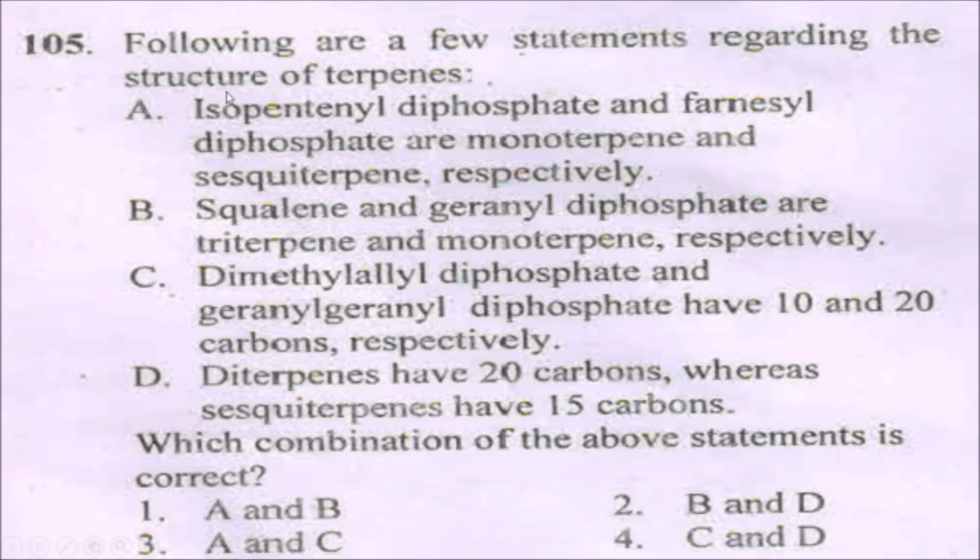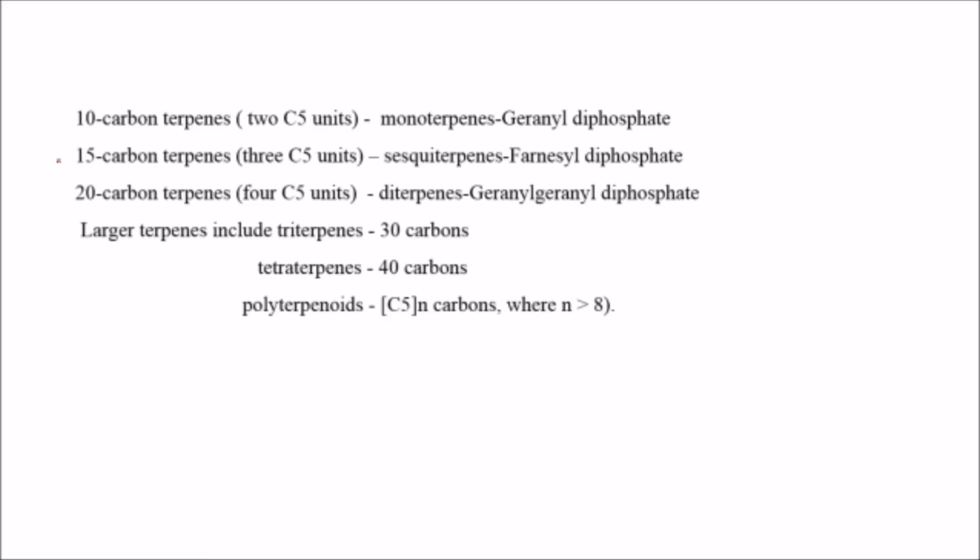Next question. Following are a few statements regarding the structure of terpenes. Before going further, I would like to say something about the terpenes. Terpenes are actually made of the monomer unit isoprene, which is a 5 carbon compound. So one having 2 isoprene units, or in total 10 carbon terpenes, is known as monoterpenes. Example is geranyl diphosphate.